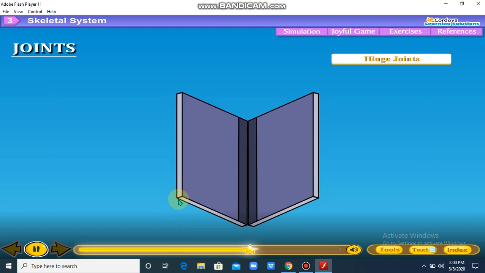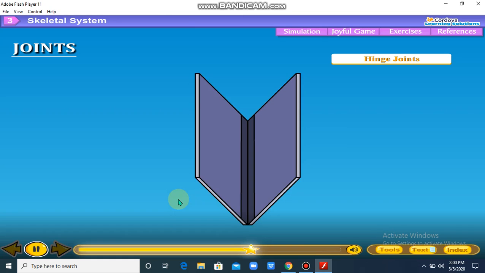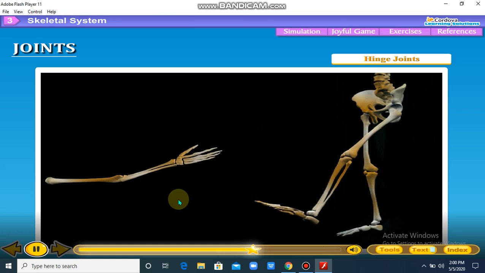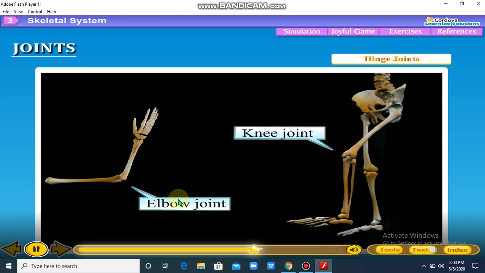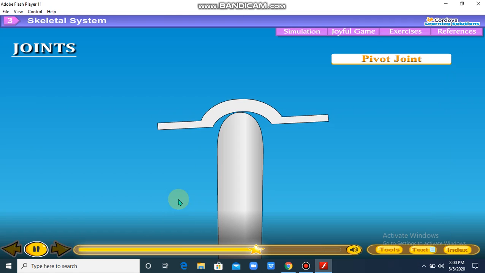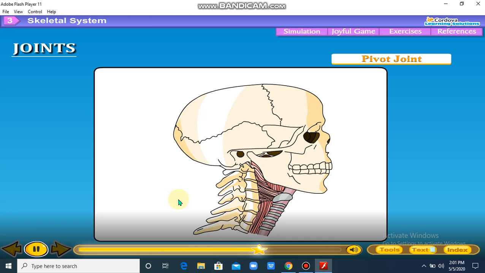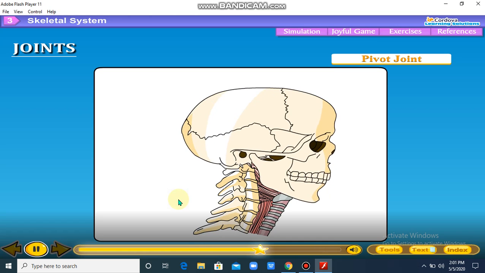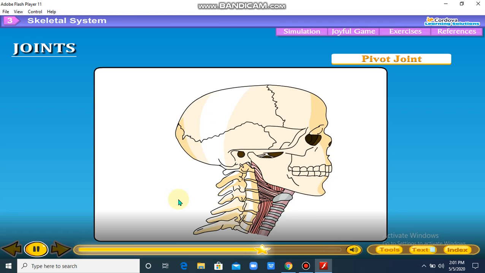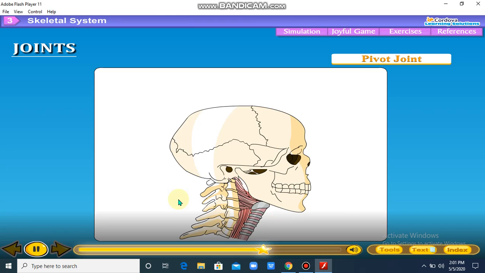Hinge joints. These joints are like the hinges in a door. They allow movement of the bones upwards or downwards. These joints are found in our elbows, fingers, knees and toes. Pivot joint. This joint is found in neck. The skull is connected to the uppermost vertebra of spine called atlas with pivot joint. This joint helps us to move our head upwards, downwards and sideways.